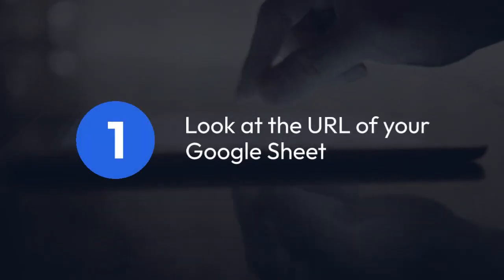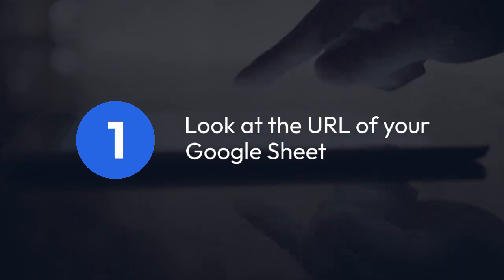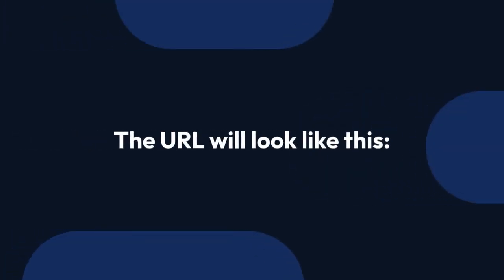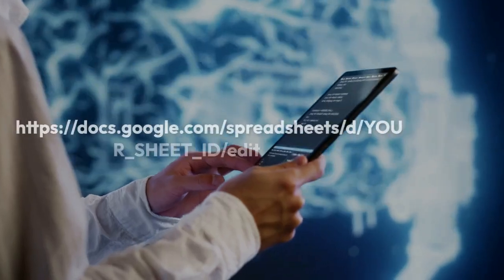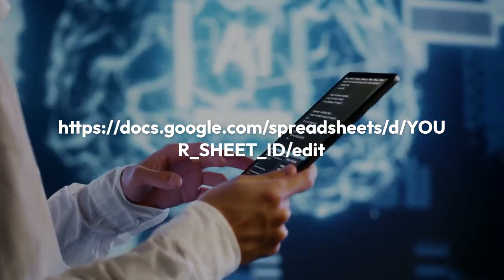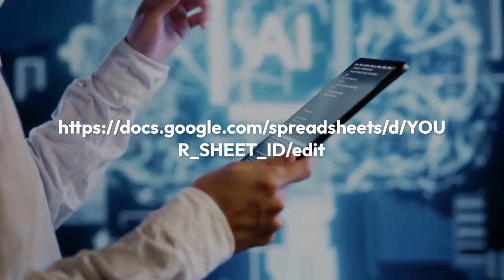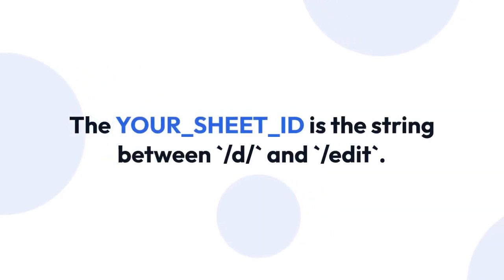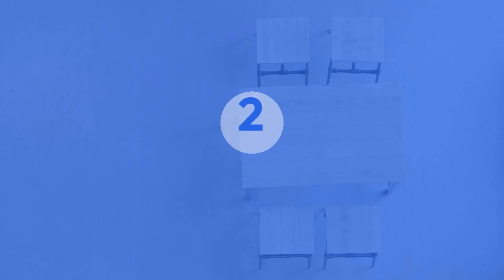1. The easiest method is to look directly at the URL of your Google Sheet. Open your spreadsheet in your web browser. The URL will look something like this: https://docs.google.com/spreadsheets/d/your-sheet-ID/edit. Your sheet ID is the string of characters between d and edit. This is the ID you're looking for. Just copy that part.